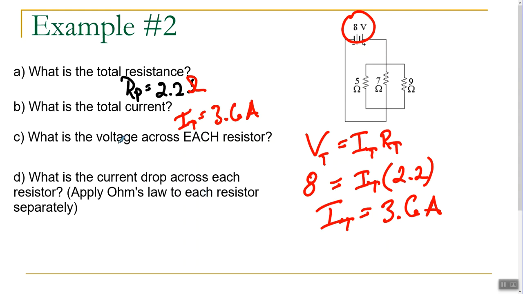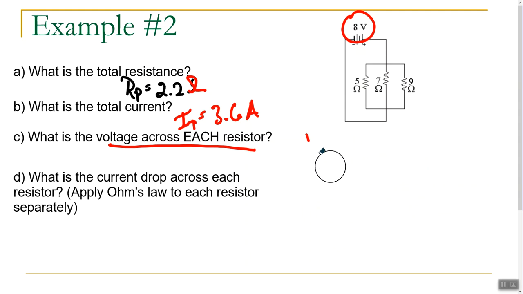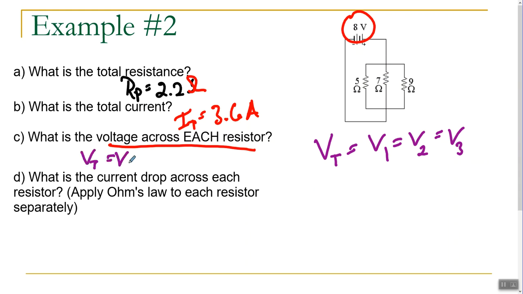Alrighty, what is the voltage across each resistor? Well, if I go back to what is the relationship with voltage in parallel, we denote that they are all the same. So in parallel, voltage total equals V1 equals V2 equals V3, and so on and so forth. So each of these has 8 volts going to it. So voltage total equals voltage 1 equals voltage 2 equals voltage 3, and that equals 8 volts.